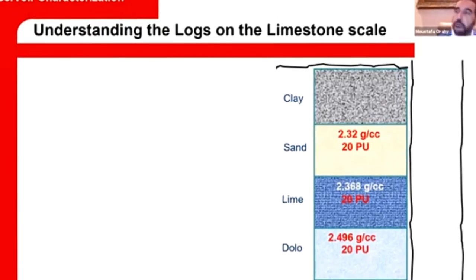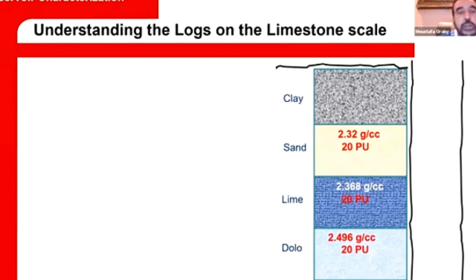So I have 20 pu for each, but the density is different because sand density is different, the lime density is different than dolomite density. So I have these expectations from the value of the porosity and the value of the density. Okay? So now I know I have sand, lime, dolomite, they all have 20 pu just for simplicity. And I also have the density of each layer. Now, as a characterization engineer, what is my prediction of what the tool will actually read?